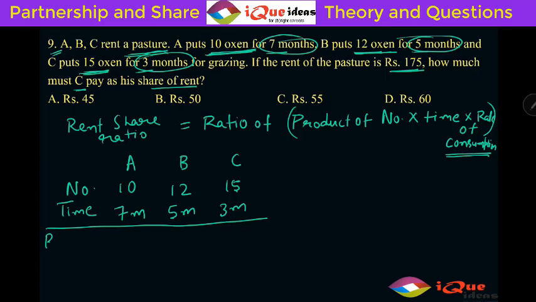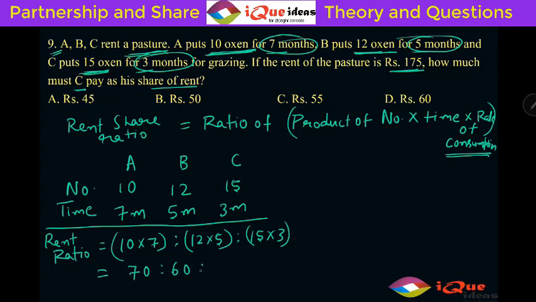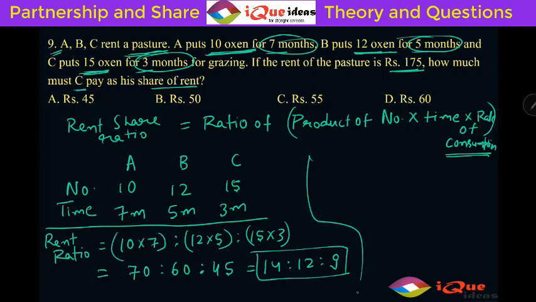So, from here, the rent share ratio or rent ratio will be calculated as, for A, it will be 10 into 7. For B, it will be 12 into 5. For C, it will be 15 into 3. Just multiply the number of animals into the time. So more or less the formula remains the same as it was for profit share ratio. Now here 10 into 7 is 70, 12 into 5 is 60, 15 into 3 is 45. Now all of them are divisible by 5, so divide them, or you could have done it earlier also. So when 5 divides these numbers, it becomes 14 is to 12 is to 9. So the ratio of rent is 14 is to 12 is to 9.